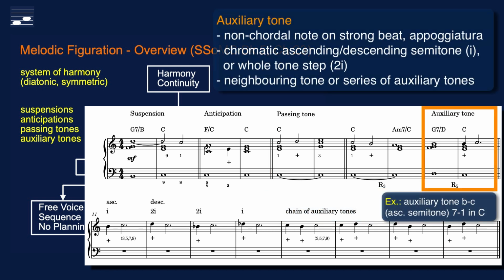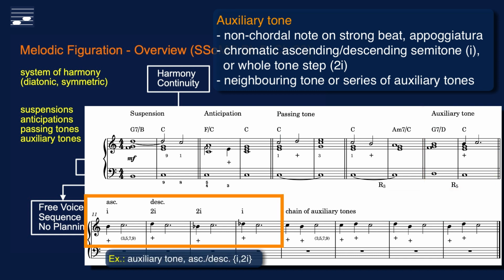The auxiliary tone is a stressed non-chordal tone, such as the appoggiatura on a strong beat, moving stepwise into a chordal function. Here you see the B ascending to C. We may approach the chordal tone with a semitone or whole tone step from below or above.